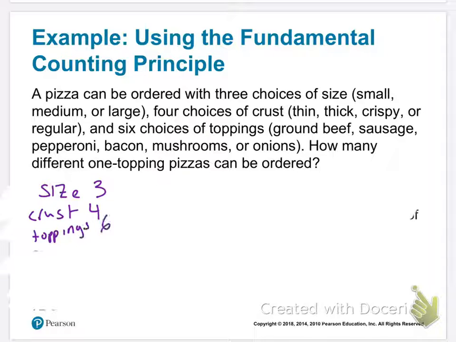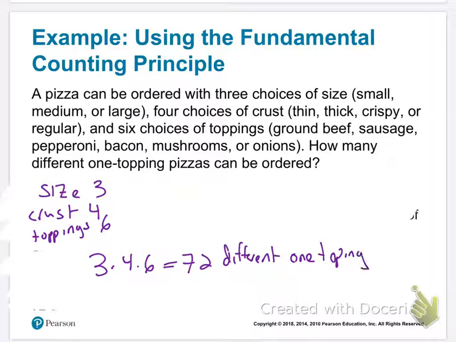we have 6 options. So to find it, we do 3 times 4 times 6. So 24 times 3, which is 72. I said 72, I wrote 27. 72 different one-topping pizzas.